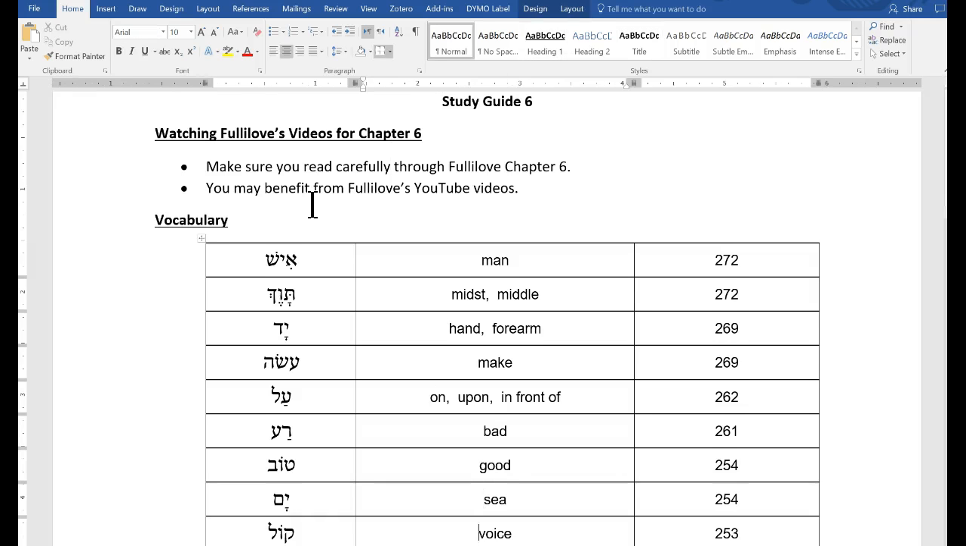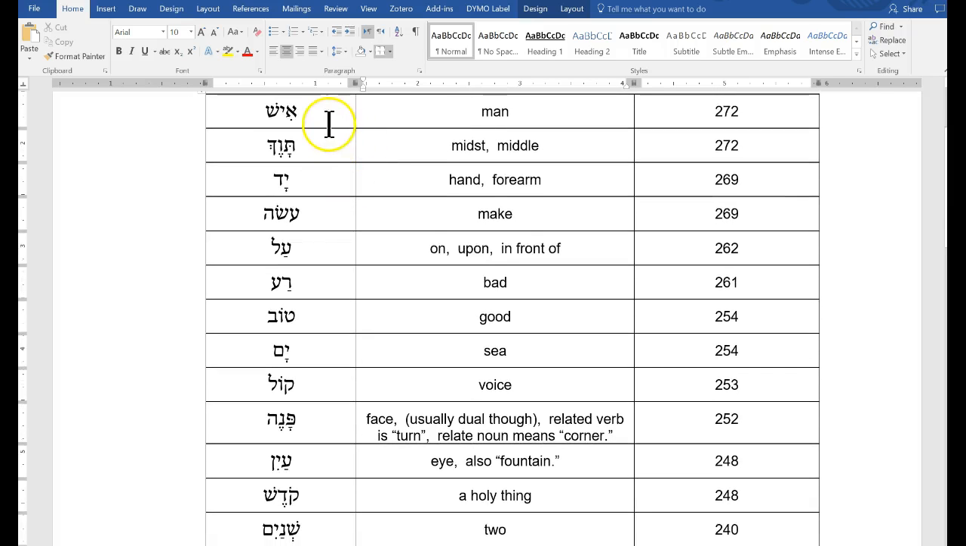When we do vocabulary this week, some of the words we know already: ish, man. Tavek is a noun meaning in the middle of. It's also used in combination with other words. Yod is hand, or sometimes it can mean forearm. Asa, we've known from before, do, make. Al, on, upon, sometimes it can mean in front of. Ra means bad. Tov means good.